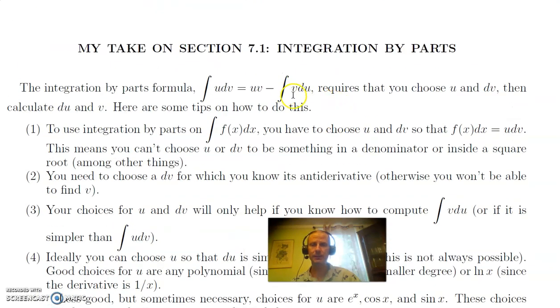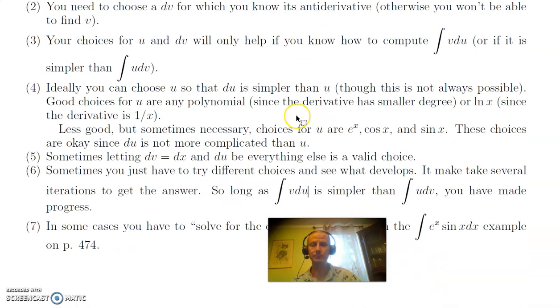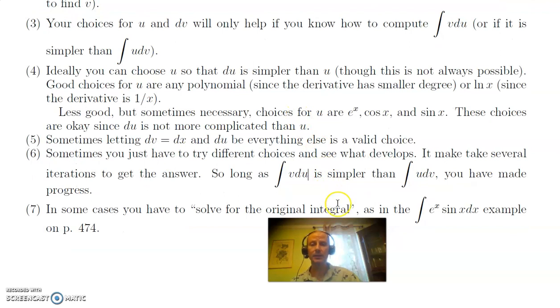Remember, you're trying to find this integral of v du at the end of the game. It's a different integral than the integral of u dv, and you can always try integration by parts on the integral of v du. As a general rule, so long as the integral of v du is simpler than the integral of u dv, you've made progress, and you should keep going with that.